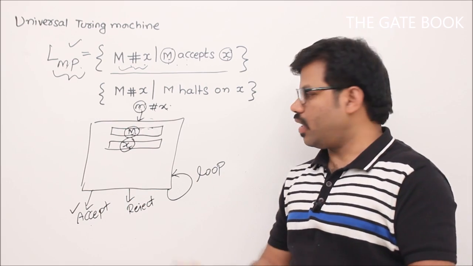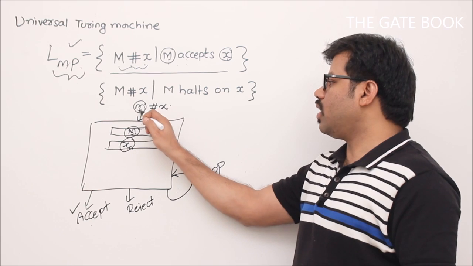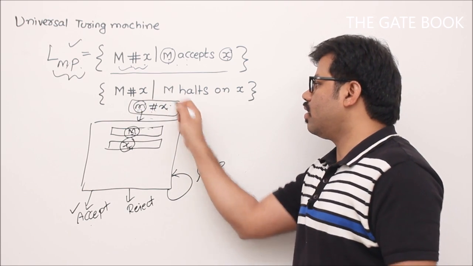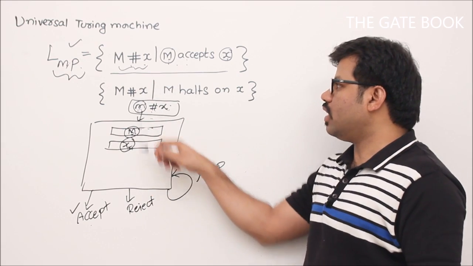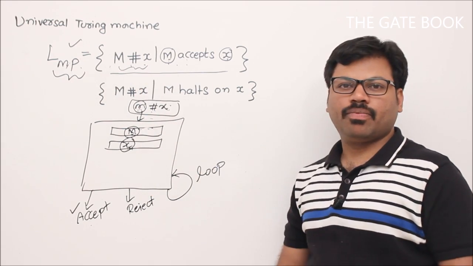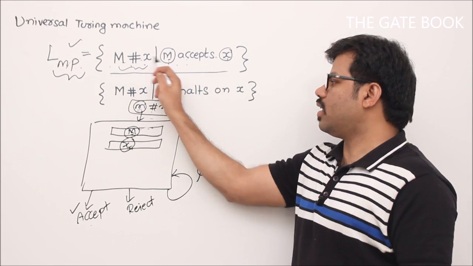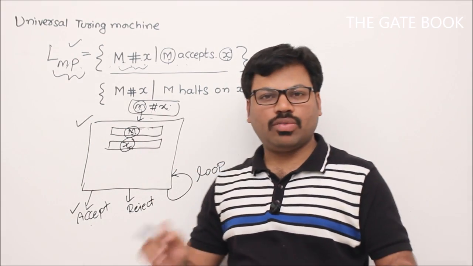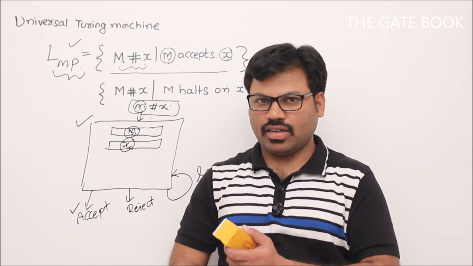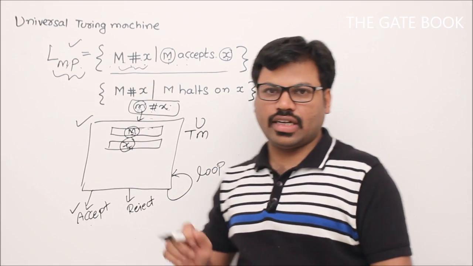Which string are you accepting? X? No. If M accepts X, I am accepting M hash X, this entire pattern. So that is how I am designing a Turing machine for this problem, correct? When should you accept? Whenever M accepts X, I should accept M hash X. That is what I am doing. So yes, such a Turing machine is possible if you carefully plan it. Also, this Turing machine is nothing but the universal Turing machine which we designed.